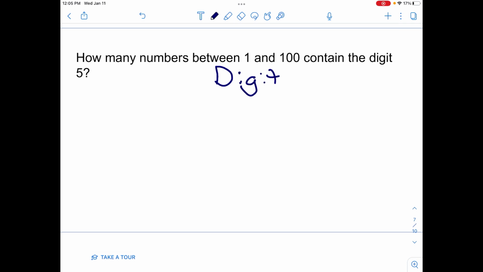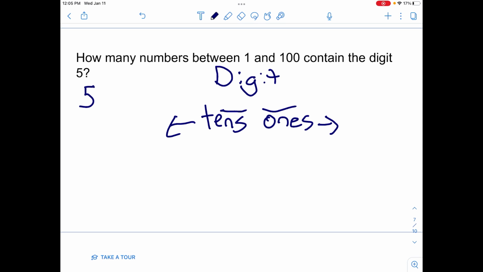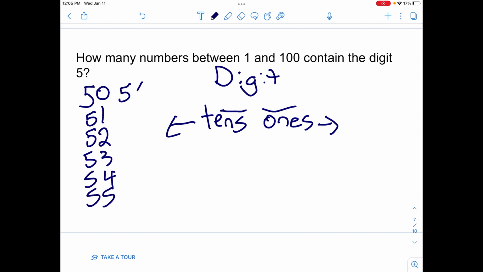We know that numbers between 1 and 100, except for 100, but it doesn't have a 5 in it, have 2 digits. We have a tens digit and a ones digit. So we know if our number is going to have a 5 in it, it's either going to be in our tens or in our ones. So let's start off with our tens. If there's a 5 in our tens digit, that means it's a number in the 50s. So we could have 50, 51, 52, 53, 54, all the way up to 59, right? Which gives us 10 total numbers.